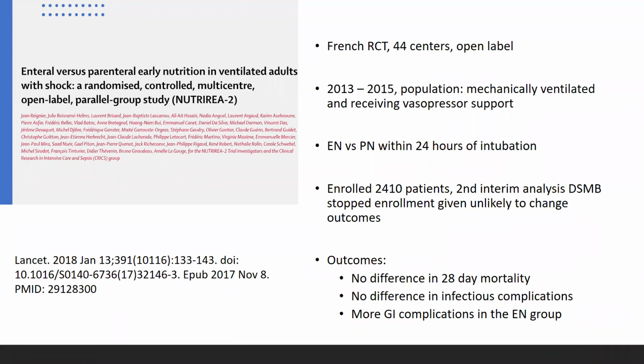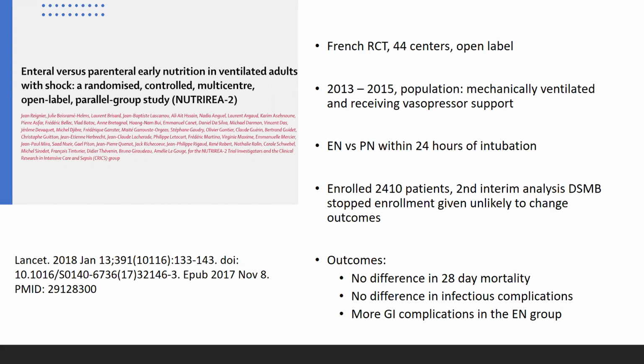Now, why enteral over parenteral? This is one of the studies that helped elucidate that a little bit better. In 2018, Reignier and the group published the NUTRIREA-2 trial. It was an open label parallel group, multi-centered RCT in 44 French ICUs between 2013 and 2015. It took the mechanically ventilated population that was receiving vasopressor support. Sound familiar? A lot of our patients, right? It looked at enteral versus parenteral within 24 hours of intubation. They enrolled over 2,000 patients, so 2410 patients.